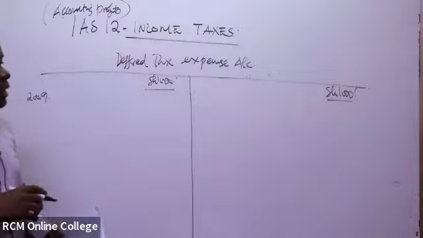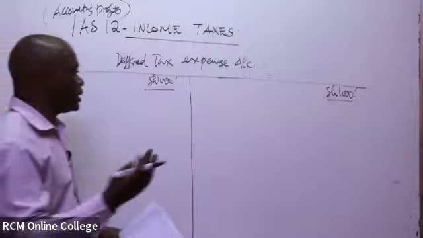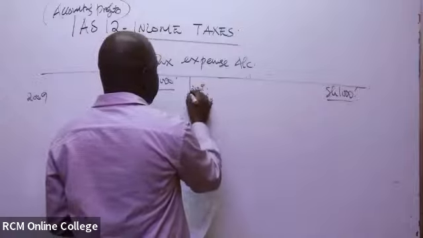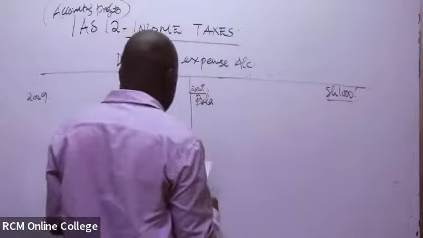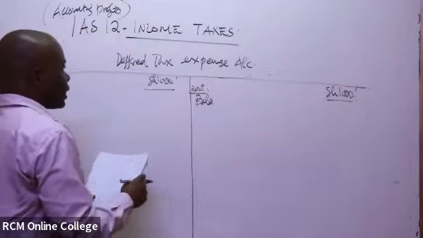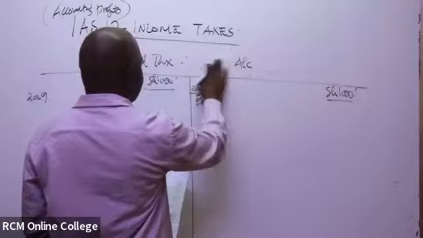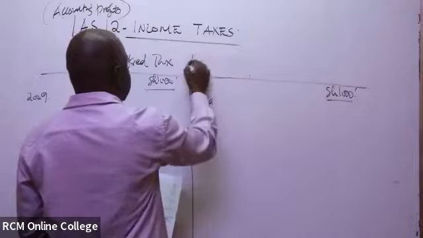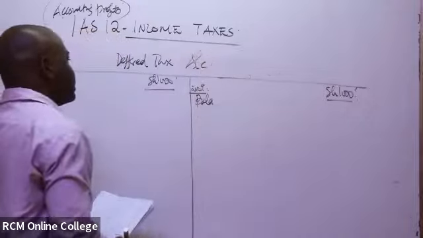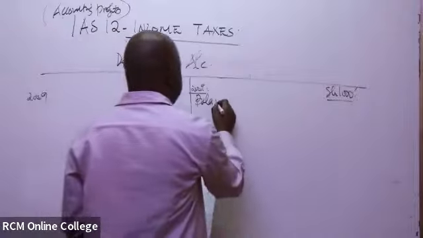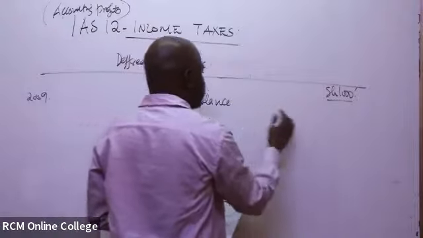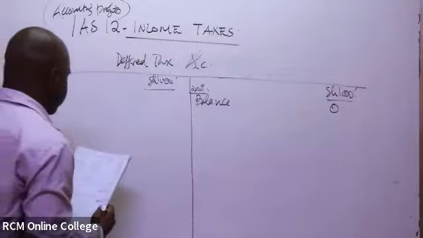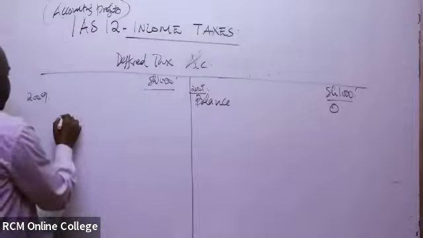So we started with 0, but by the end of the year, it had increased by 180. So the balance brought down for 2009 in this particular account, because it is a deferred tax liability account, is a liability. It's supposed to be a deferred tax liability account, not expense. So by the start of the year, the deferred tax liability was 0. The balance brought down for 2009 was 0, but by the end of the year, the balance carried down was 180.